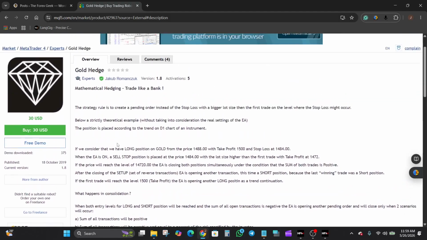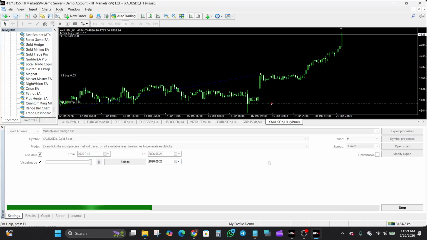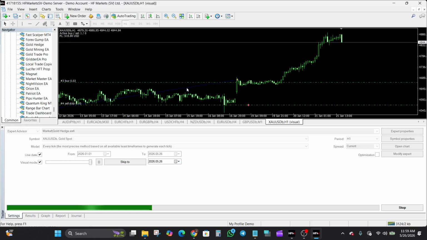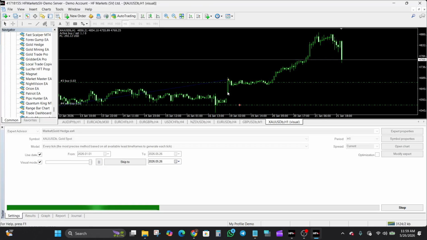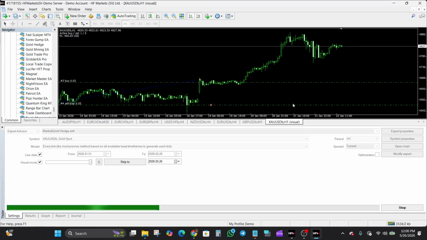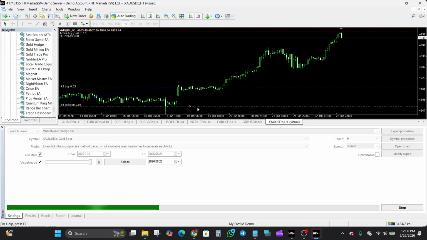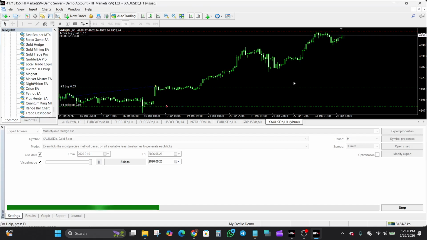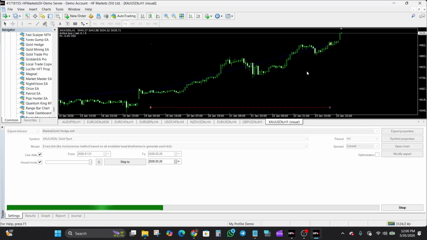Okay, so we're going to be testing the Gold Hedge EA on XAU USD, of course, which is the recommended pair. All right, so we can see that the test is already underway, and just like what we saw in the marketplace description, you can see how the hedging technique is already active. A buy position executed here, and a sell stop placed instead of a stop loss. All right, so the hedging technique that we saw in the description, you can see it's already active.